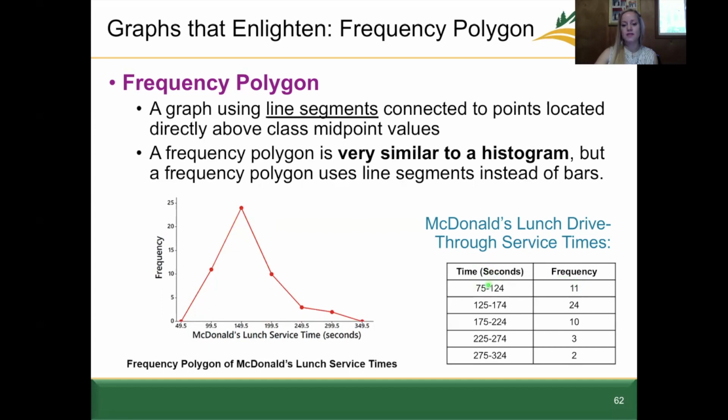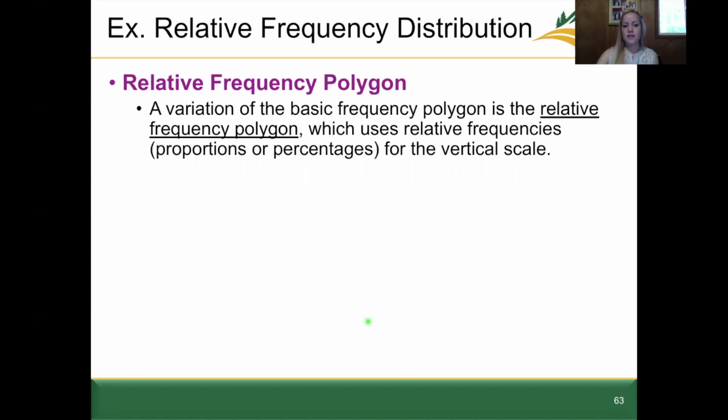So we take 25 plus 74, divide that by 2, and that's where we get 49.5. Okay, so practice doing this here again for this other class midpoint of 349.5. See if you can figure out where we got that value. Okay, and remember, frequency polygons are really similar to histograms.